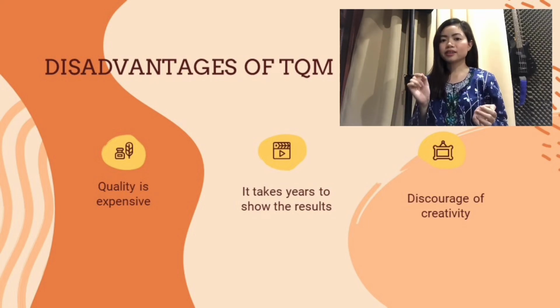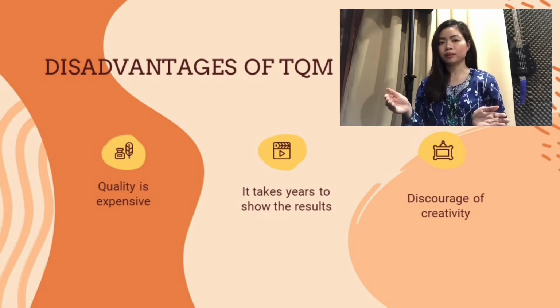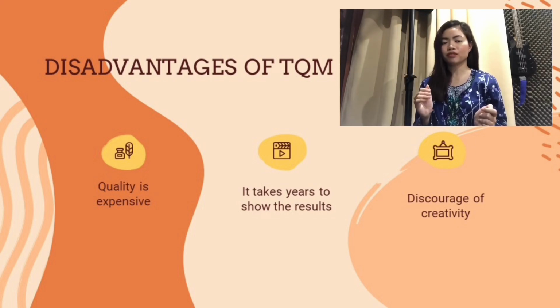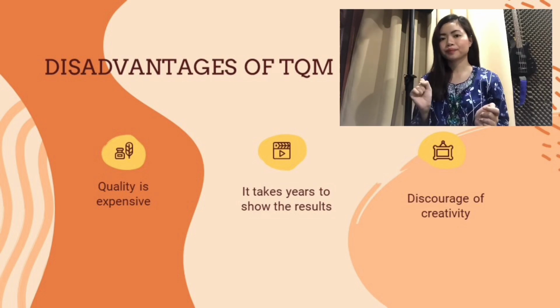Then, it takes years to show results. TQM is a long-term process that shows results only after years have passed. It requires patience, dedication, and motivation. Many organizations give up on it after failing to see tangible results quickly. Organizations that function in a highly competitive environment cannot afford the luxury of time.